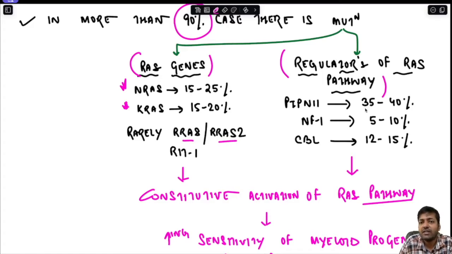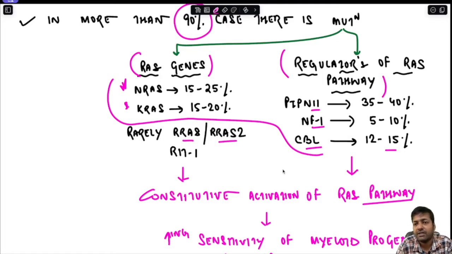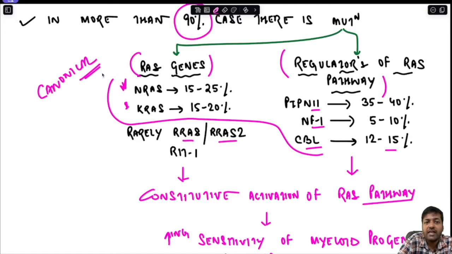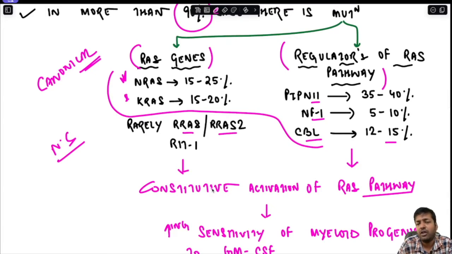Or mutations can be there in the regulators of the RAS pathway, like PTPN11 mutation present in 35 to 40% of the cases, mutation in NF1 present in 5 to 10% of the cases, mutation in CBL present in 12 to 15% of the cases. Very importantly, these mutations in NRAS, KRAS, PTPN11, NF1, CBL are all canonical, whereas mutation in RRAS and RRAS2 are non-canonical. If you can remember, you remember. If you cannot remember, it is all right.